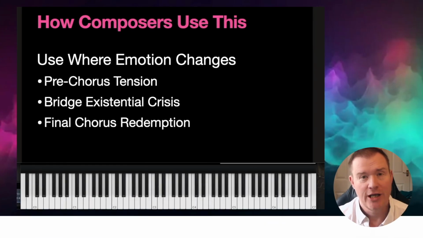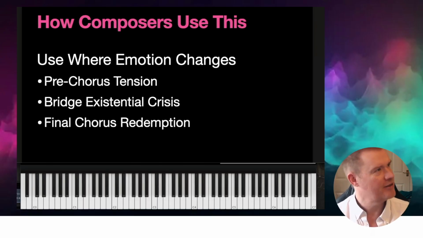And tip number 3, use it where emotion changes. This is more related to songwriting, but pre-chorus tension is a great place to put some parallel minors in, or if your bridge is having an existential crisis, or maybe you need that final chorus redemption. Basically, anywhere the singer looks off into the distance.